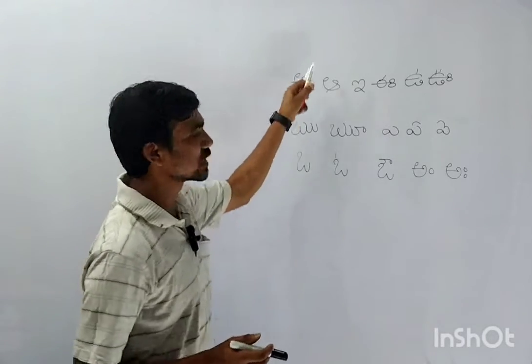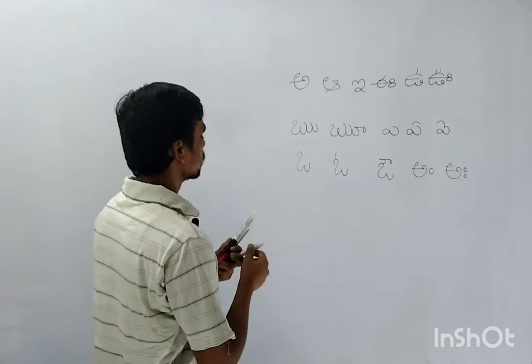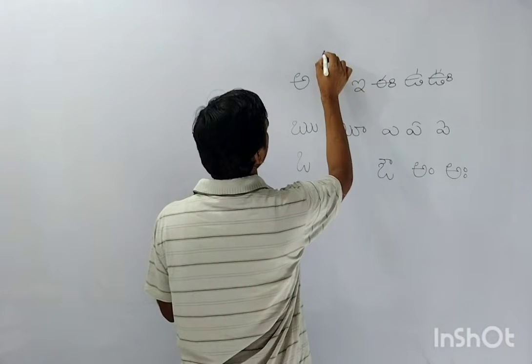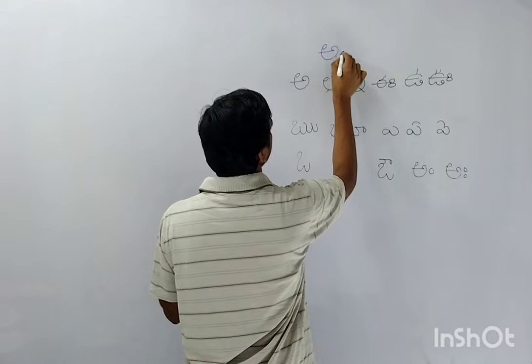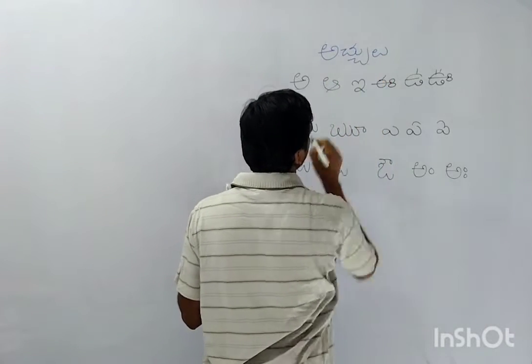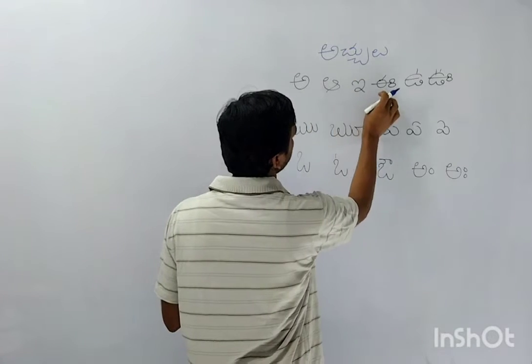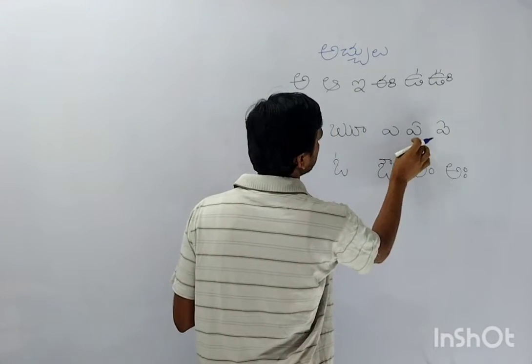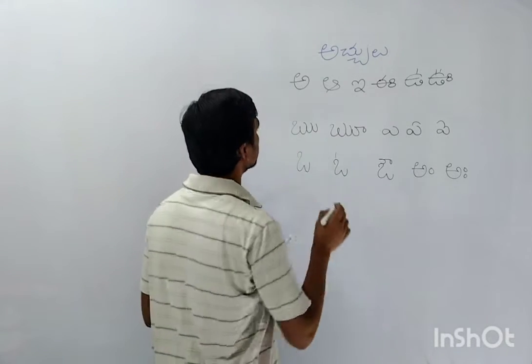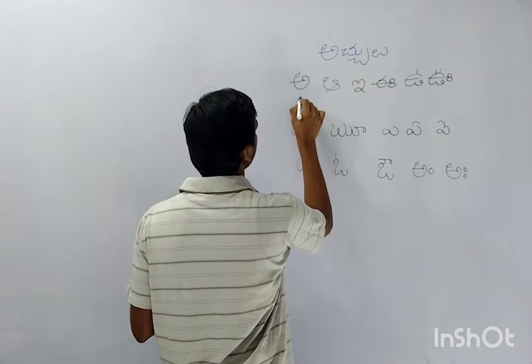Because these sounds are also very important. So these are the vowel sounds. This is what we call in Telugu Achulu. So 1, 2, 3, 4, 5, 6, 7, 8, 9, 10, 11, 12, 13, 14, 15, 16. There are 16. So you can write A is the sound of A.